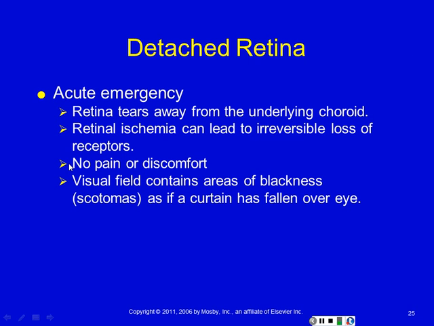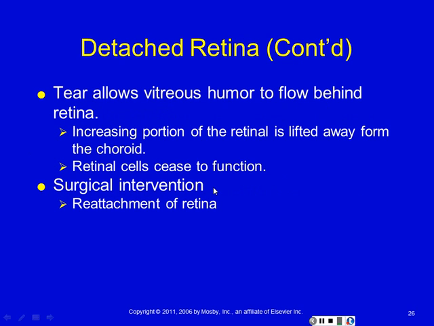Believe it or not, there's no pain or discomfort with retinal detachment. The only symptom is that quite suddenly the visual field changes. So you begin to have areas of blackness because part of the retina is not functioning, it's detached. Those are called scotomas, or areas of blackness in the visual field. The common description that you hear is it's like a curtain has fallen over part of the visual field. Once it detaches, the vitreous humor has a tendency to finish the job. It pushes in and separates the rest of the retina out and can cause further damage from that.